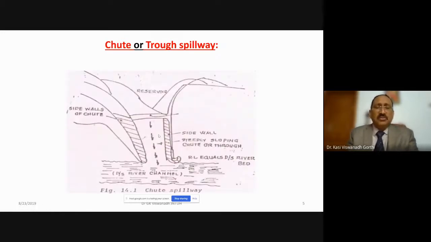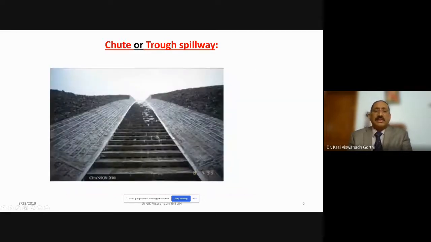So in this sketch also you may note that there will be certain sidewalls which are provided. So this is one sidewall. This is also a sidewall which guides the water through this steep sloped channel to the river downstream. So this is the reservoir, and the excess water from the reservoir will be disposed to the downstream portion of the reservoir through this channel. So this is a chute or a trough which is having a steep slope, steeply sloping chute or trough, and a sidewall is constructed on both the sides.